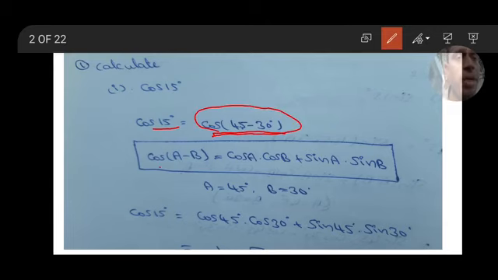Cos of a minus b formula, we know that cos a cos b plus sin a sin b. Here a equal to 45 and b equal to 30. So substitute in cos of a minus b formula, a equal to 45 degrees and b equal to 30. We get cos 15 degrees equal to cos 45 cos 30 plus sin 45 sin 30. So substitute the values and simplify.